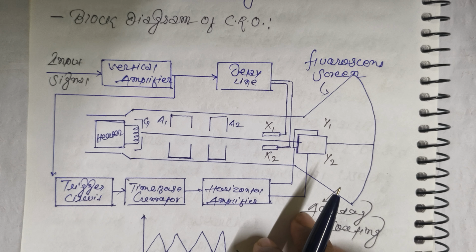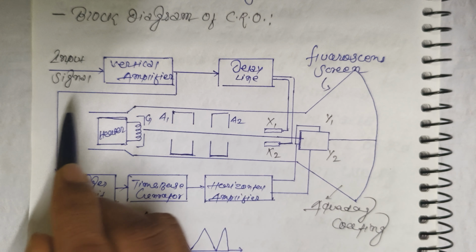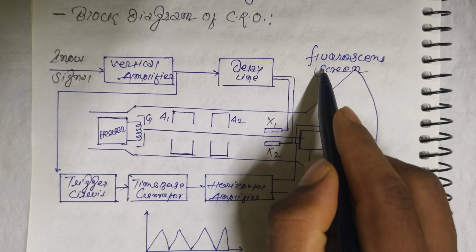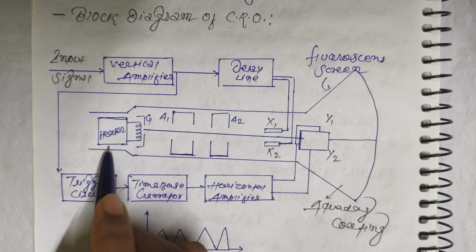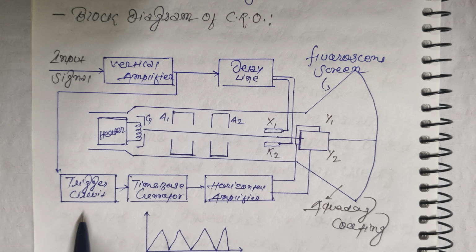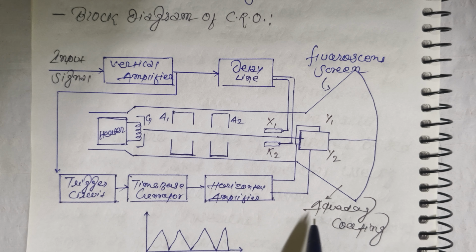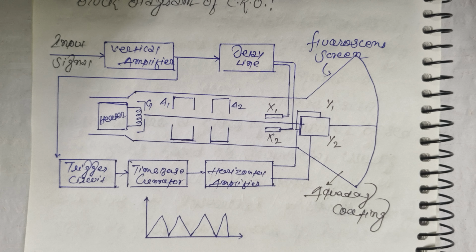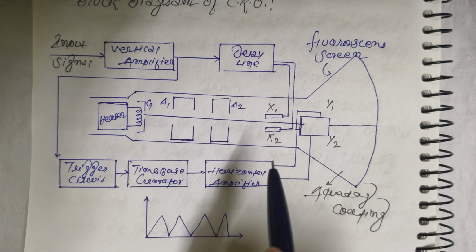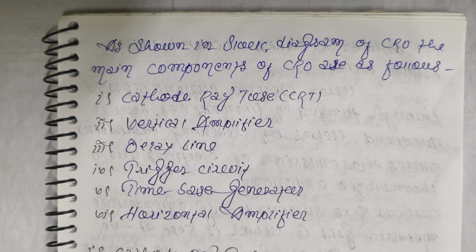Now friends, you can see the block diagram of CRO. Input signal, vertical amplifier, delay line, fluorescent screen, and this is the heater, G, A1, A2, X1, X2, Y1, Y2. Trigger circuit, time base generator, horizontal amplifier, aquadag coating, and this is the amplification. Friends, the block diagram of CRO is important. Figure is the most important part of any topic. So let's now explain it.